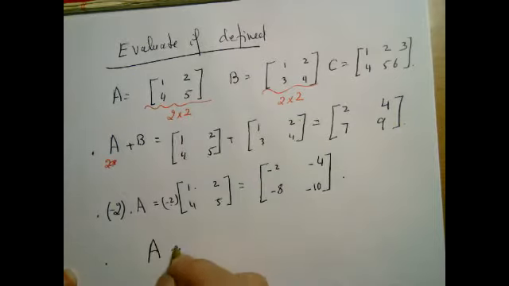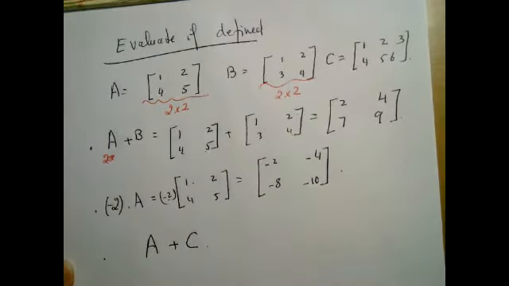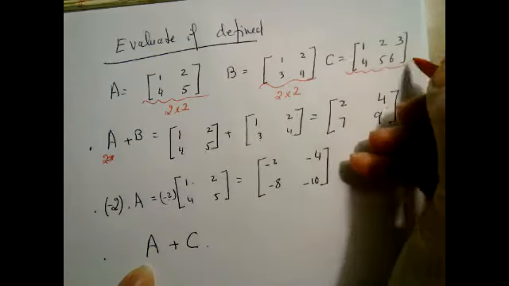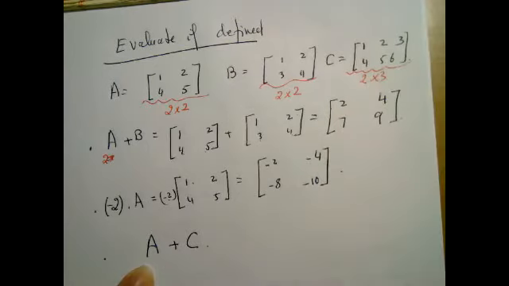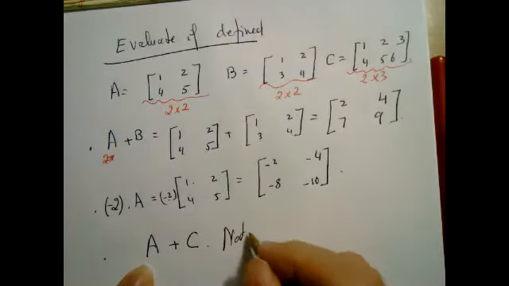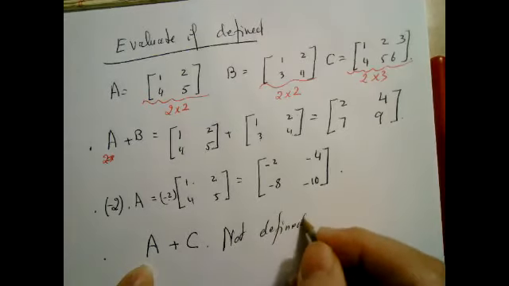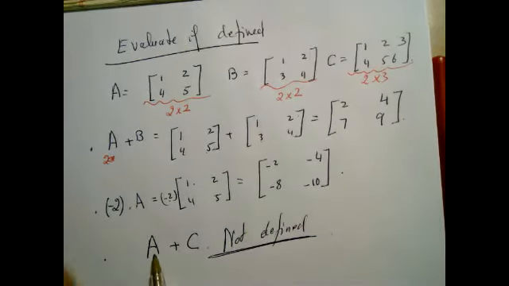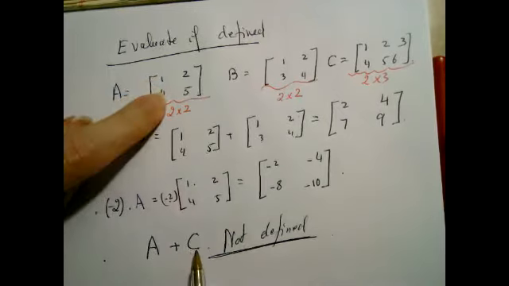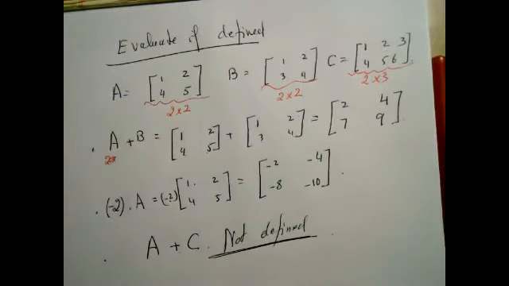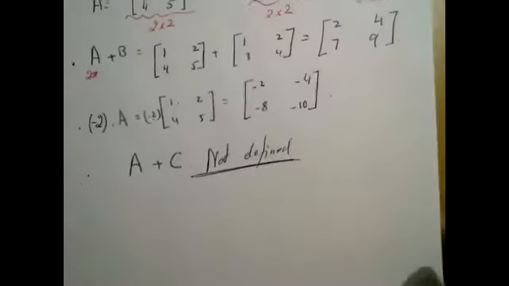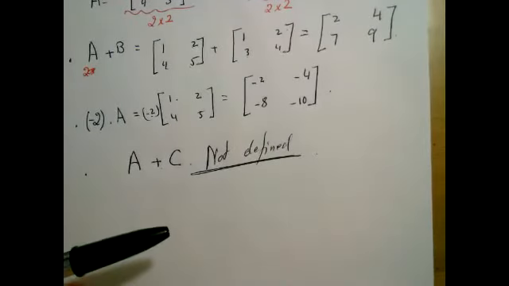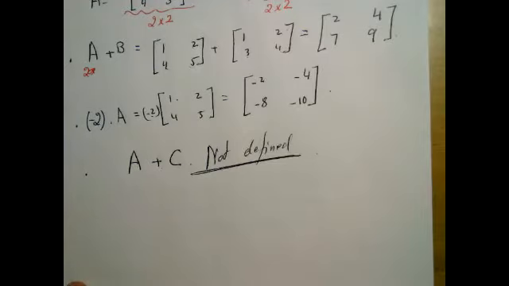Now what about A plus C? Is this defined? Whenever there is a sum, I have to go after my matrix. Do they have the same number of rows and columns? If I look at this, it has 2 rows, but it has 3 columns. Definitely not defined. So we have to be very careful. We cannot just add matrices the way we want. We have to make sure things work. So they're not defined because the number of columns of A is different from the number of columns in the matrix C.